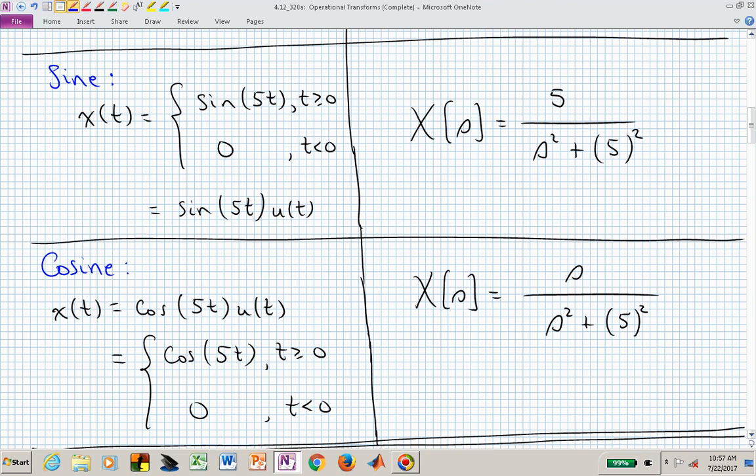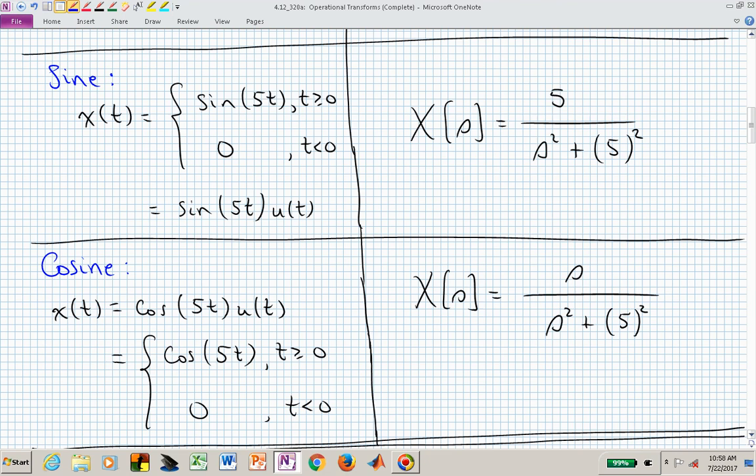You can compare that with the cosine waveform. Again, you can write it in both ways. They're equivalent ways of writing the cosine. The one-sided cosine, or the cosine that's defined or is non-zero for non-negative values of time, now its transform does have a finite zero.